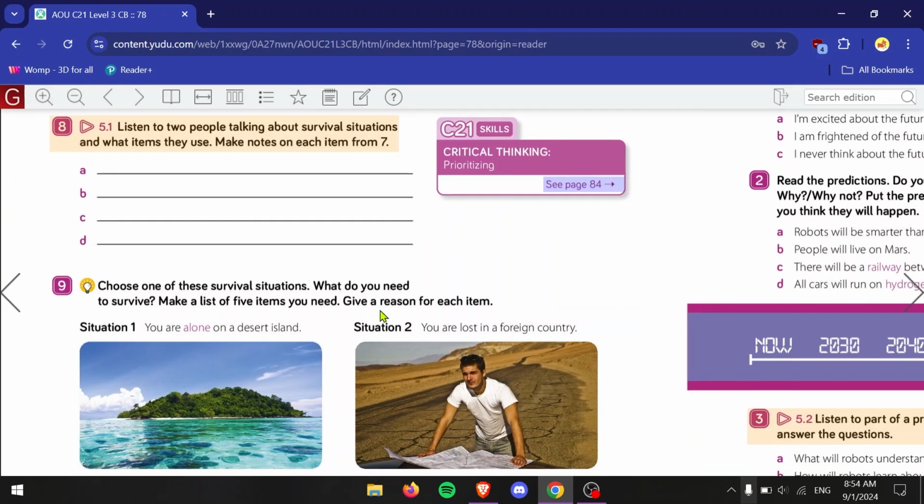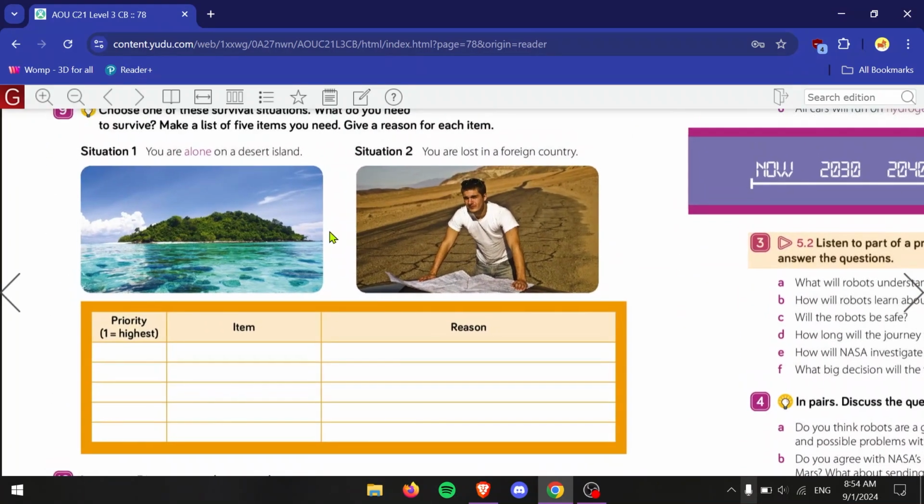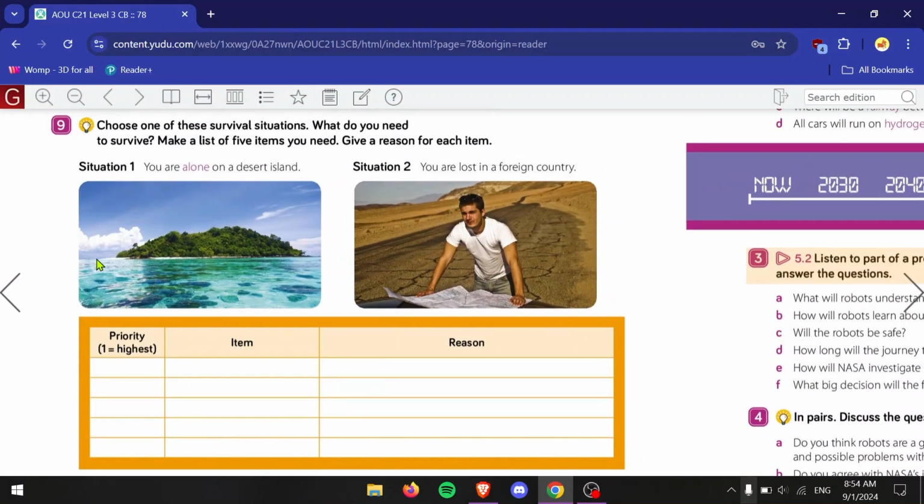All right, great. Now let's go to exercise 9. This one is more hypothetical. We have two survival situations here. One, you are alone on a desert island, and two, you are lost in a foreign country. Choose whatever one you like. It's completely up to you because both are survival situations. What do you need to survive? I need you to make a list of 5 items you need and give a reason for each of them, with number 1 being the highest priority, so the most important thing, and 5 being something that is the least priority.